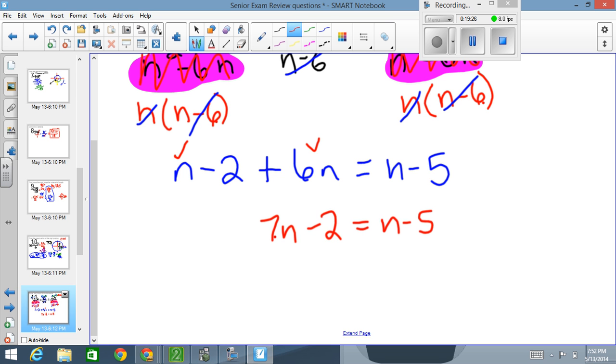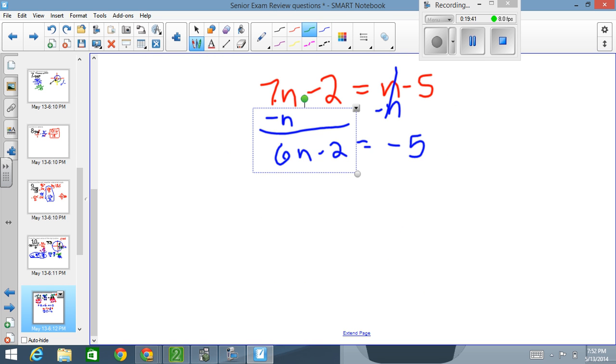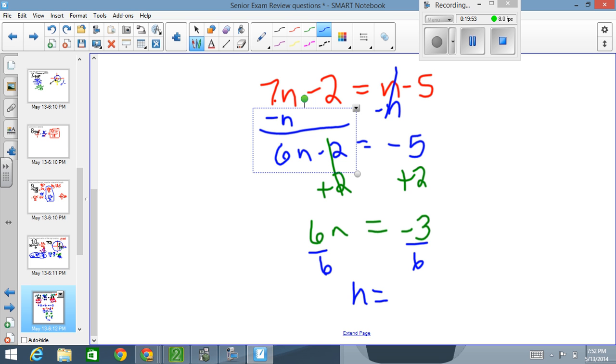N minus 5. Collect all your n's on one side, so I would subtract n. That leaves me with 6n minus 2 on the left, negative 5 on the right. Add 2 to both sides. So I get 6n equals negative 3. Divide both sides by 6. And n equals negative 1/2.